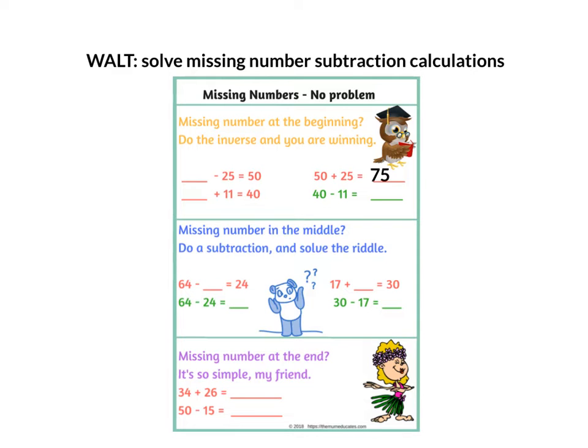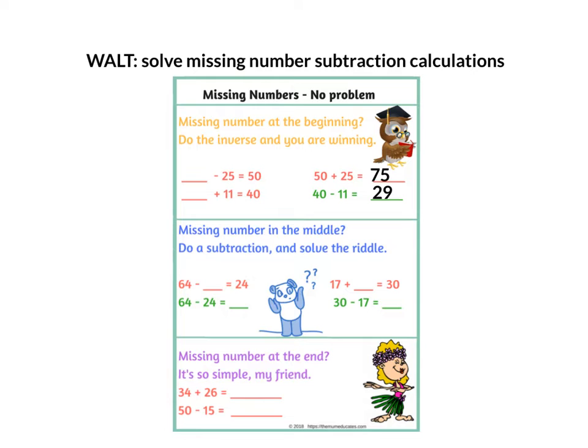75. Again, if we look at the next calculation, we've got a missing number plus 11 is equal to 40. So the inverse of plus will be take away. So we have to take away that number 11 from our end number 40. So 40 take away 11 and the answer would be 29.